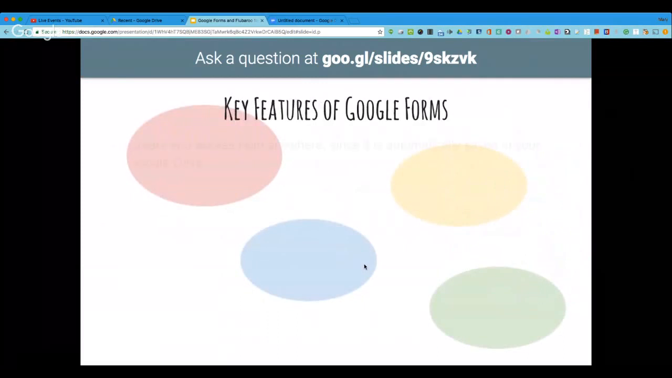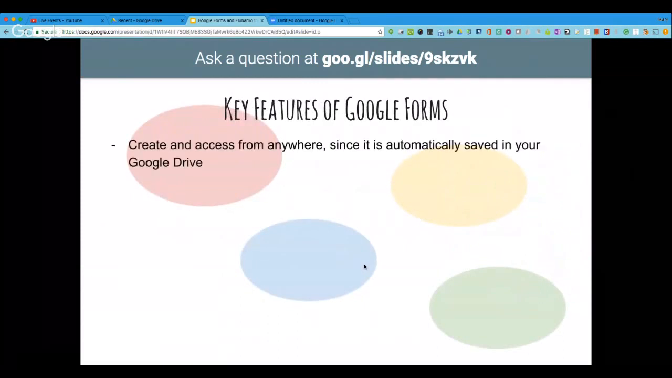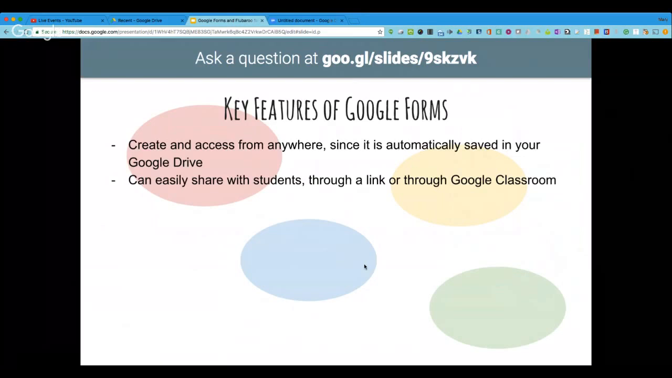Okay, so some of the key features of Google Forms. Again, you can create and access from anywhere as it is a Google resource. You create it right from your Google Drive. And because you create it from your Google Drive, it's automatically saved into your Google Drive. You can easily share with students in a number of different ways. You can create a link that you can give to students either through just a link during class, if you want to put it into a Google Classroom, any way that you would share a link with students, a teacher website, and they can get easy access to that from anywhere.